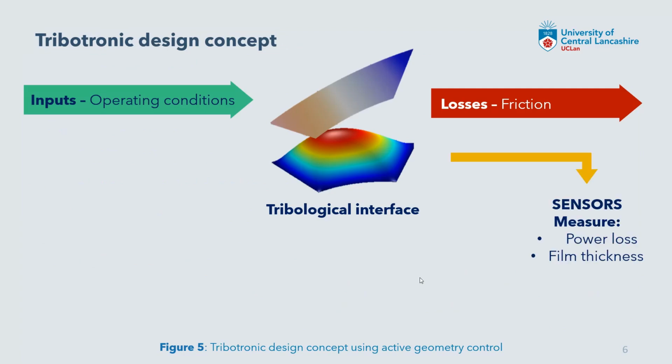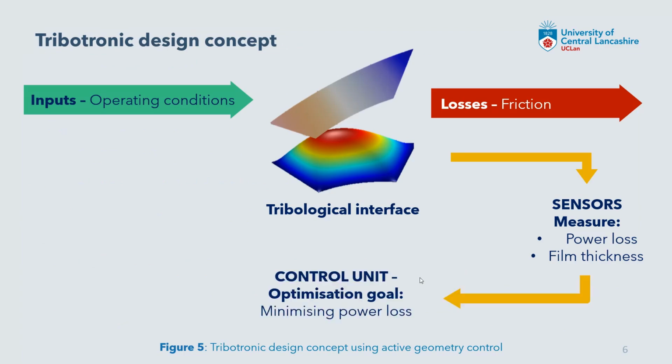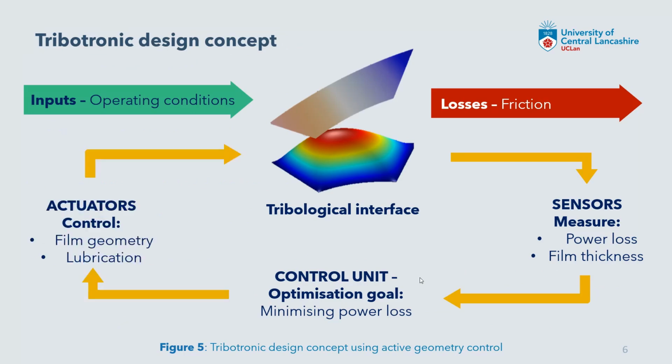With tribotronics, it's utilizing sensors to measure power loss, film thickness, and these characteristics, and then making an informed decision combined with a control unit and an optimization goal or objective function, in this case to minimize power loss, and then an actuator to control. There are two typical categories: to control the film geometry or to control the lubrication in the contact.